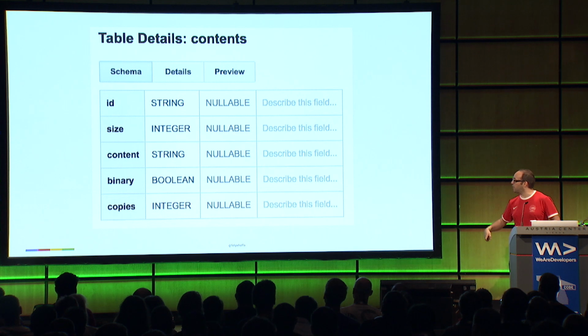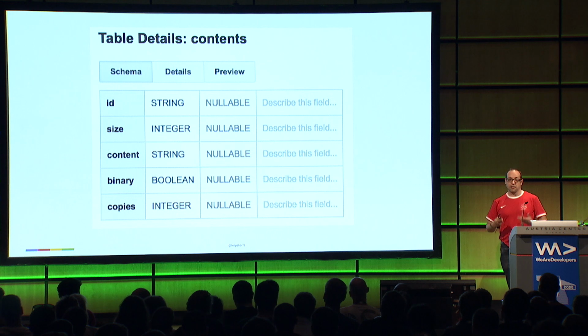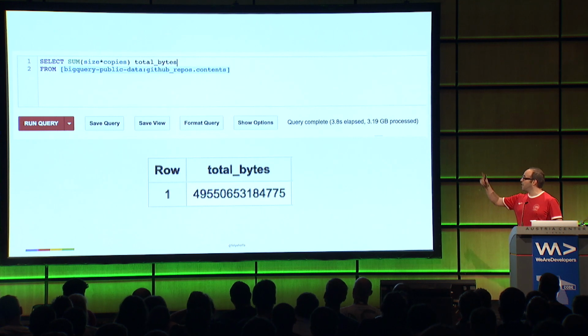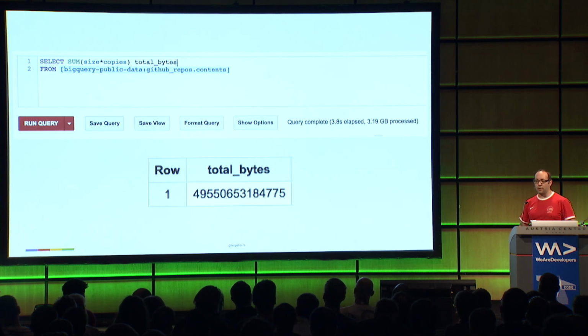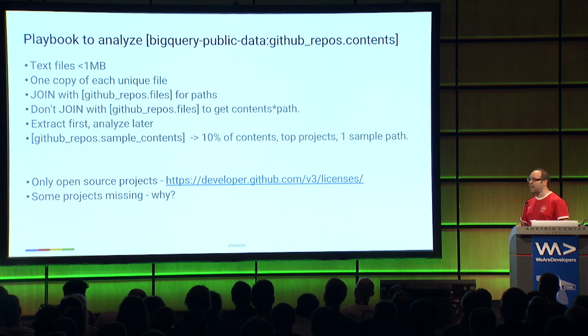Here you have the content of the table, you have the ID of the file, the size, the content. So if you want to know the number of copies, and the number of files total, you can sum the total size per the number of copies. And last night I got to almost 50 terabytes of code that you can analyze in real time. These are the basic rules. It has text files of less than a megabyte, one unique copy. You can join with another table to get the path of each file.